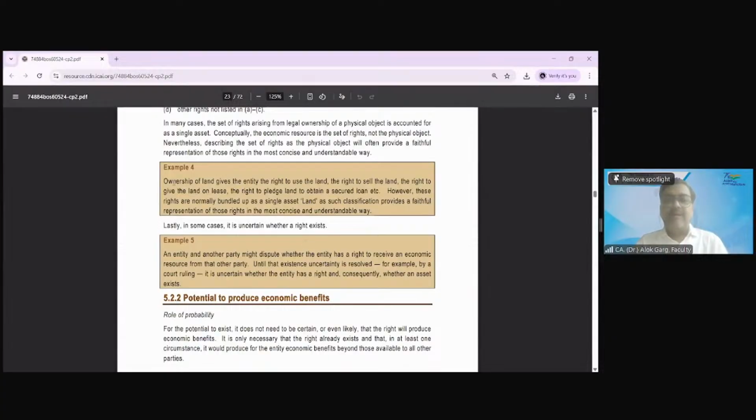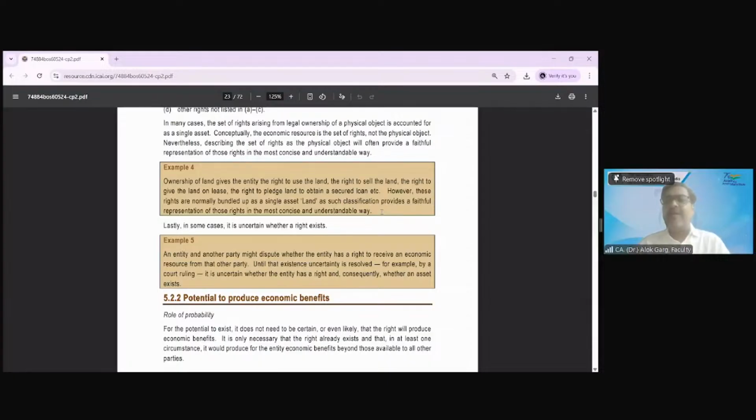For example, ownership of land gives the entity the right to use land. And you know that when you have the ownership, it gives you the right. In the asset, you have a right to receive the future economic benefit. So it has given an example. Ownership of land gives the entity the right to use the land, the right to sell the land, the right to give the land on lease, the right to pledge land to obtain a secured loan, etc. However, these rights are normally bundled up as a single asset, land. As such, classification provides a faithful representation of those rights in the most concise and understandable way.